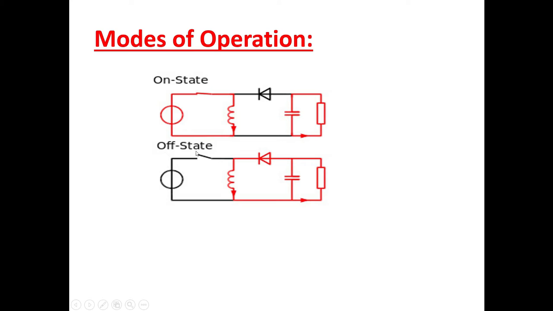And coming to the off state, when switch is in off state, that time inductor is going to discharge because initially it is having some charge. So inductor will discharge like this through the load. That time this freewheeling diode is going to conduct. So inductor is going to drive the load this time.